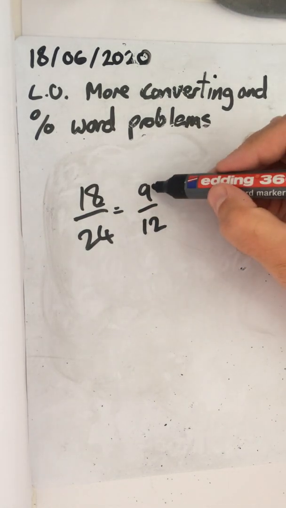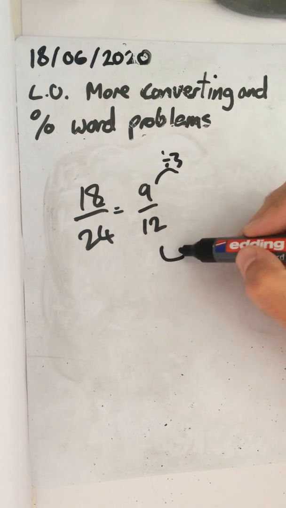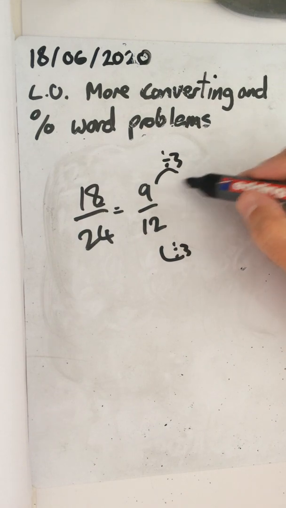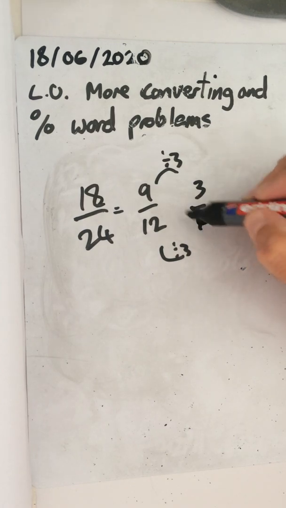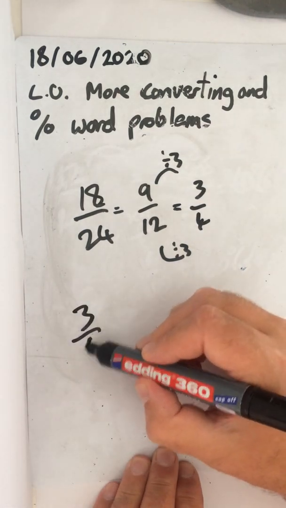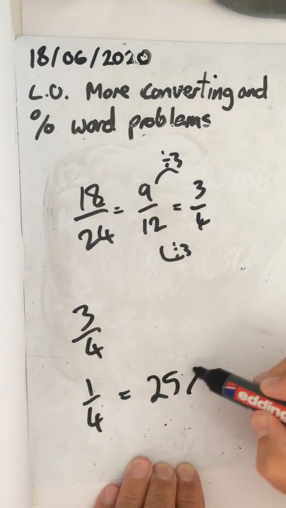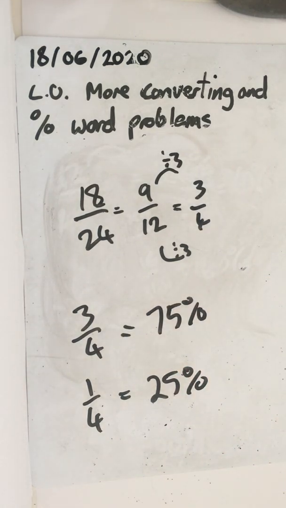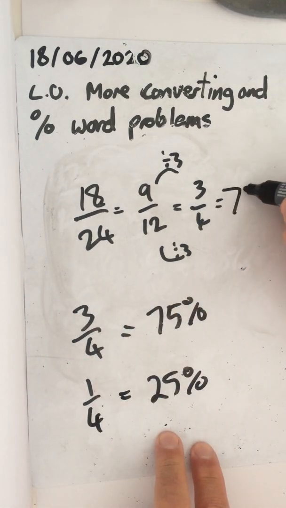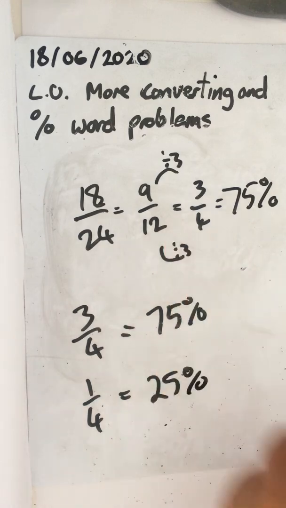We can still go lower because what goes into both 9 and 12? It's 3, isn't it? So I can divide both by 3. 3 is a factor of both. 9 divided by 3 is 3, 12 divided by 3 is 4. So actually I've simplified that to 3/4. Now if I can remember from the last lesson, 1/4 is 25%, so 3/4 will be 75%, isn't it? 75%. So you're converting that fraction into that percentage by simplifying first.